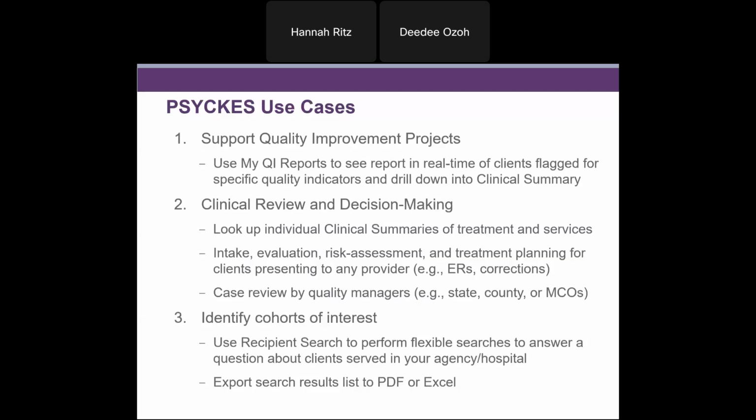PSYCKES can also be used for clinical review and decision making. So here you can look up individual clinical summaries in order to view their treatment history and services, and this can be helpful when doing intake, evaluation, or risk assessment and treatment planning for clients, and also when quality managers are doing case reviews. Lastly, PSYCKES can help identify cohorts of interest. This is where recipient search comes into play, and users can utilize recipient search to perform a wide variety of searches to answer questions regarding client service in your agency or hospital. The recipient search results page can also be exported to PDF or Excel.